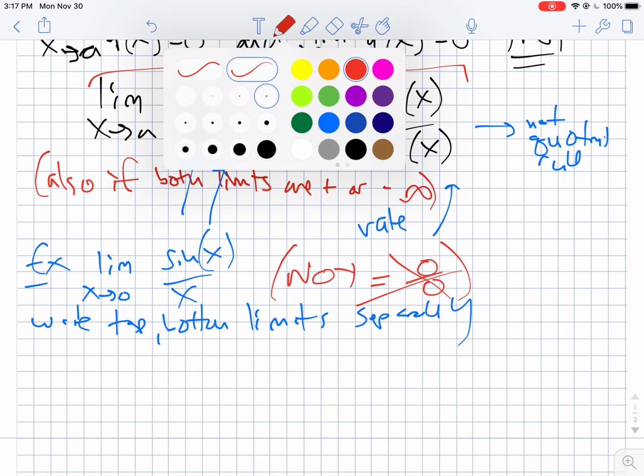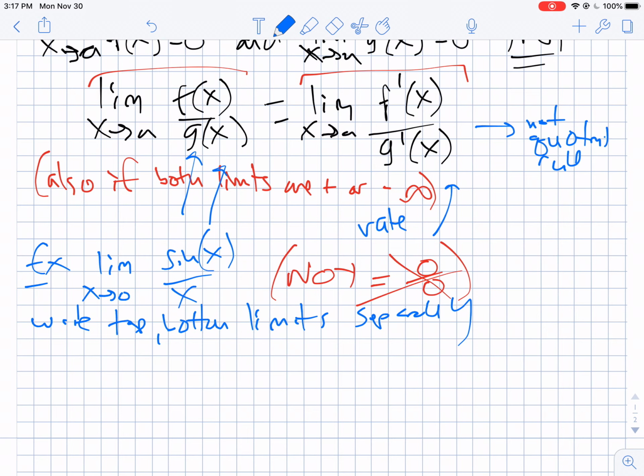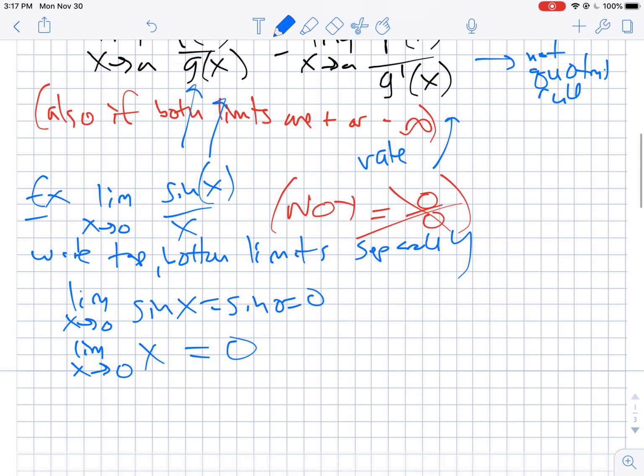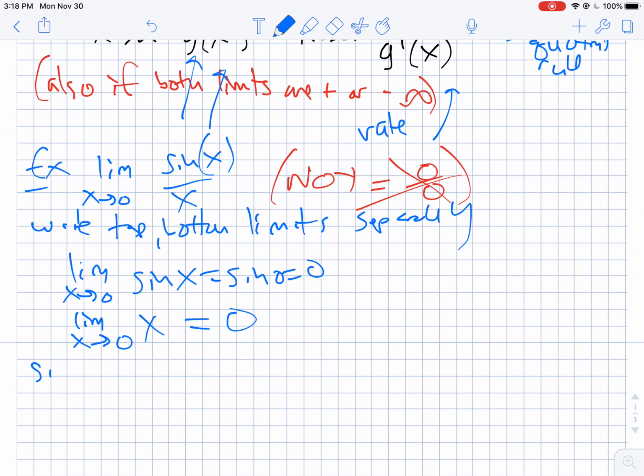What they want you to do when you're writing these problems up is say, okay, I'm going to write out the limit as x goes to 0 of sine of x. That gives me sine of 0, which is equal to 0. I'm going to do the limit as x goes to 0 of x, which of course is just 0. So since both limits are 0, we can apply L'Hopital's rule.